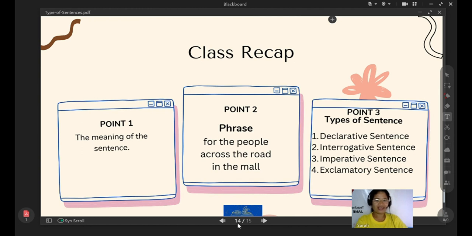Okay, so now here we are going to have our recap. We have discussed the meaning of a sentence, and the difference between a phrase and a sentence. And here are the types of sentences. The first one is declarative, the second is interrogative, the third is imperative, and the last is exclamatory sentence.